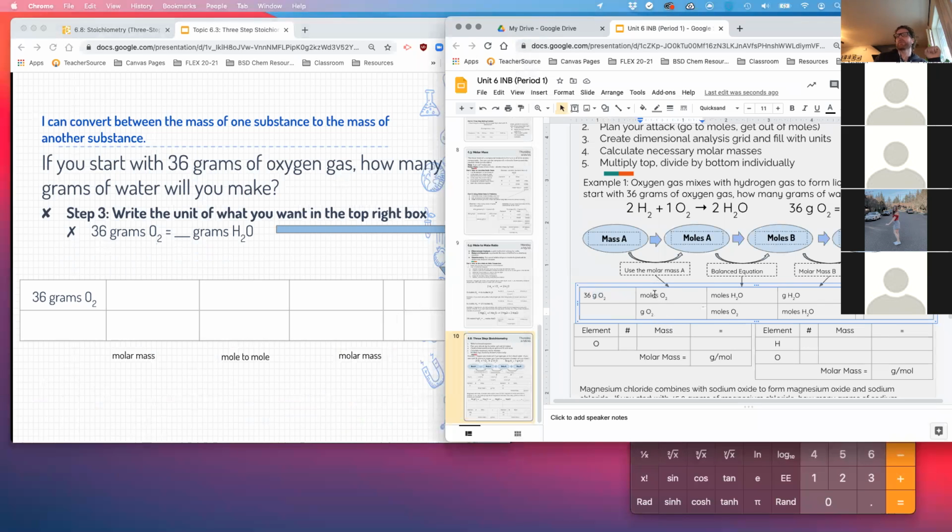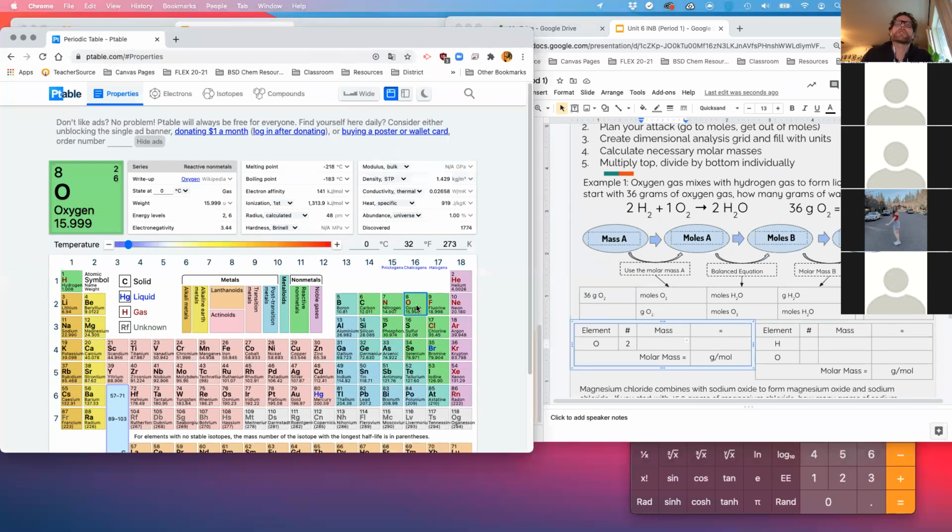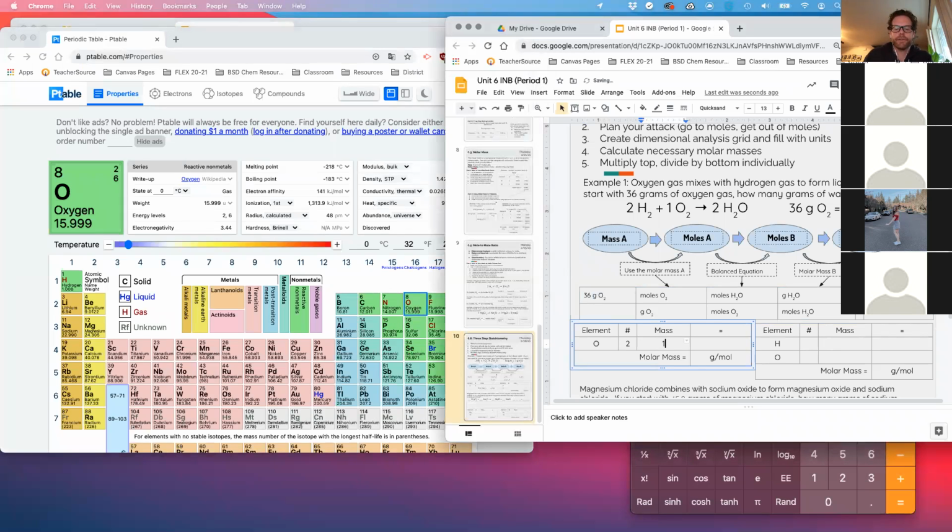I have to figure out the molar mass of oxygen and the molar mass of water. That's what these squares down here are for. With oxygen gas, there's two, because there's a two right here, two of every oxygen, and I can look at my periodic table. How much does oxygen weigh? Oxygen weighs 15.999. So 2 times 15.999 is 31.998, and that's the molar mass of oxygen gas.